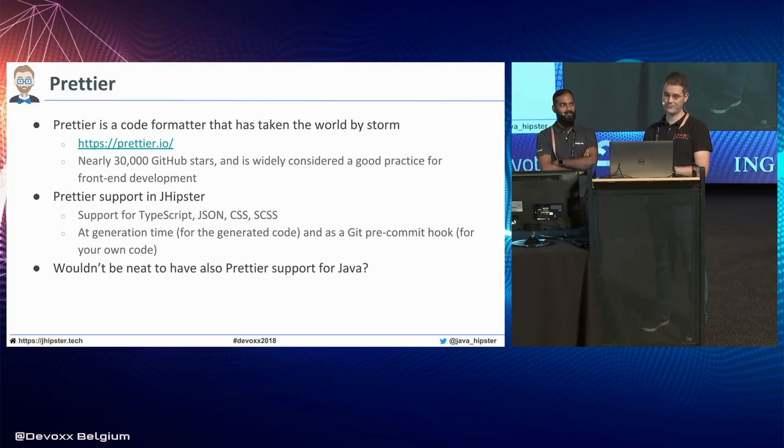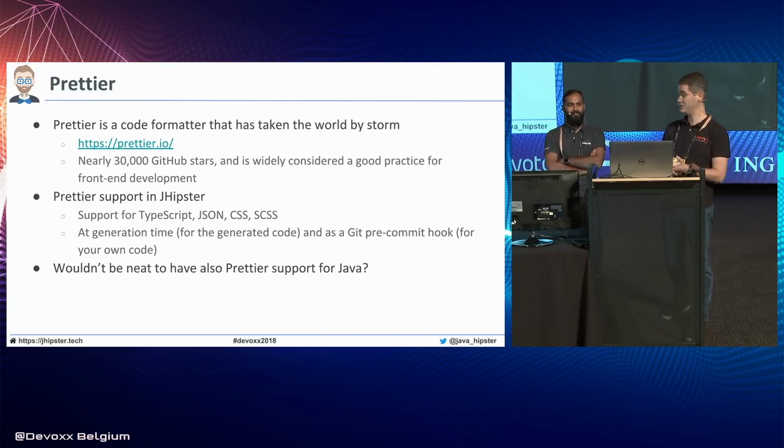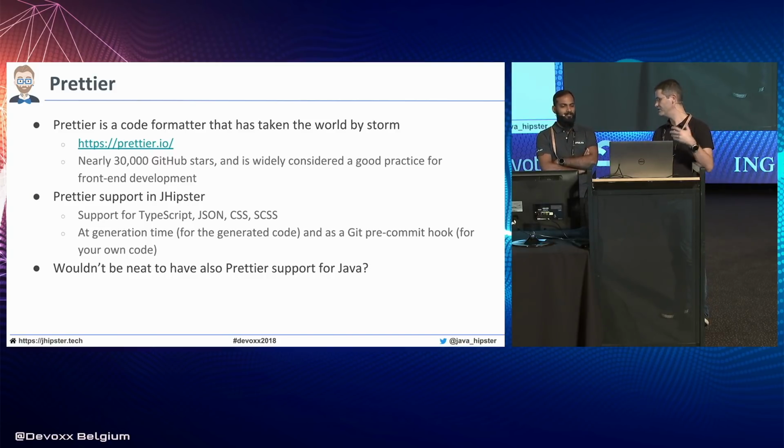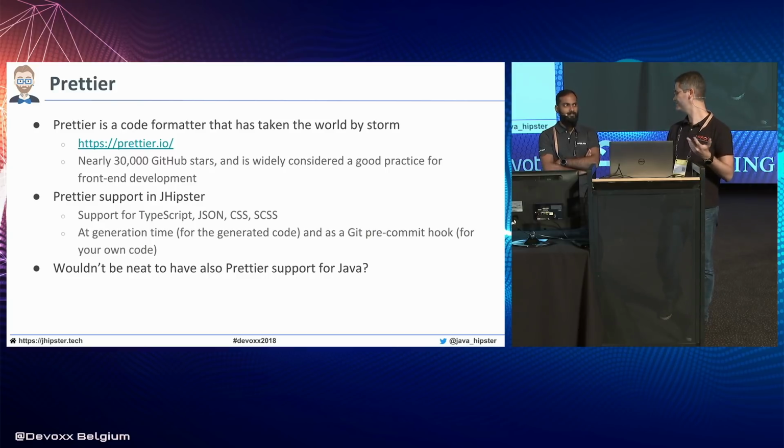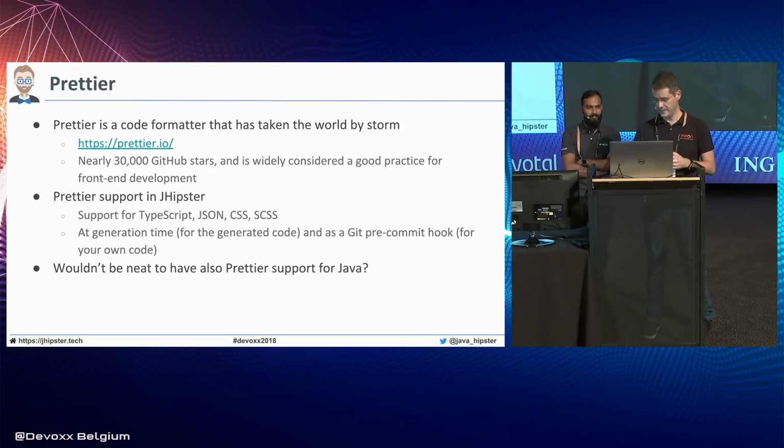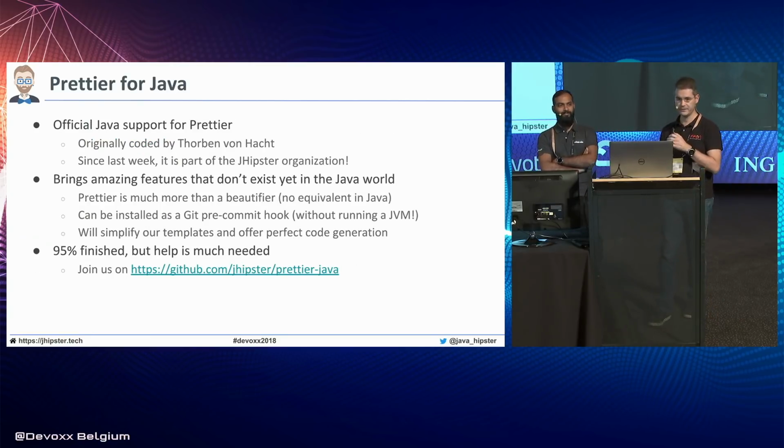And of course, it would be really cool to have the same thing in Java, which is a bit complicated because Prettier is a JavaScript project. Parsing Java code and using some JavaScript library to format it is quite hard. So it would be really cool to have it. And the good news is that we're going to have it.